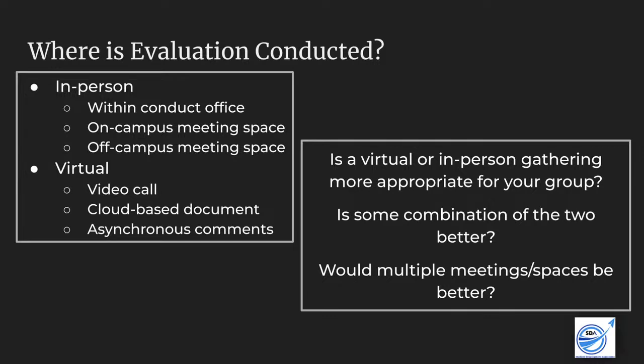Now, where is the evaluation conducted? In two broad strokes, we have the in person and the virtual options. In person, we can further divide into within the conduct office, such as in a meeting space or conference room, an on campus meeting space, or even an off campus meeting space, such as a coffee shop, a local wilderness retreat, or some other area that the group is able to come together for a few hours and discuss the code readily.